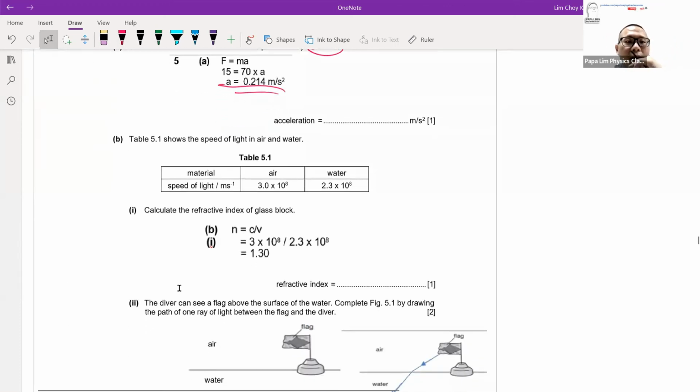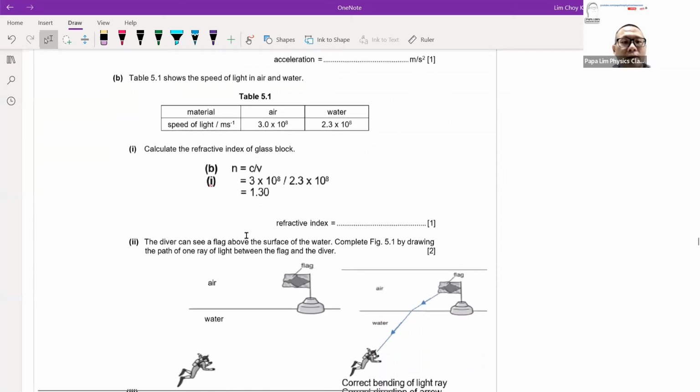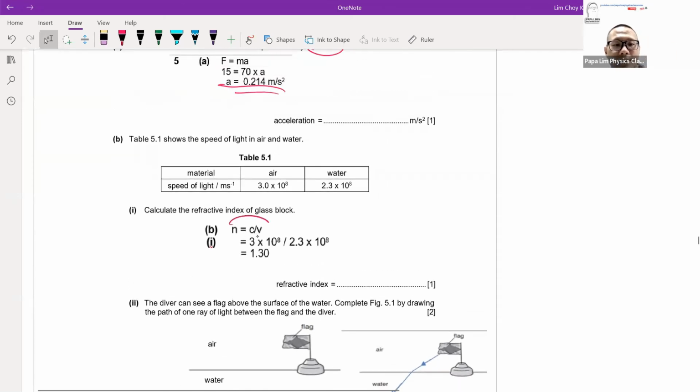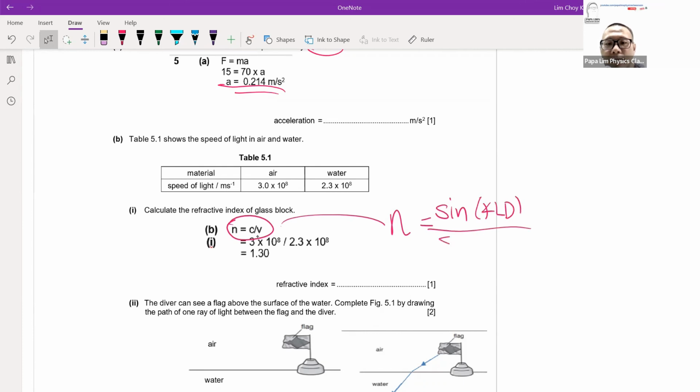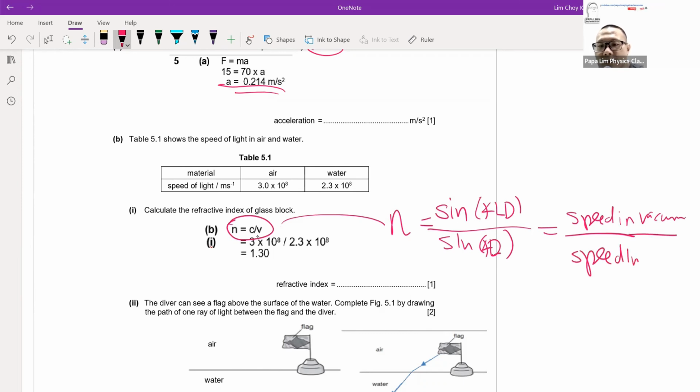Now the refracting index. Remember the formula. There are two formulas to calculate it. One is in terms of the angles, the trigonometry: angle in the less dense medium divided by angle in the dense medium. The other formula for refracting index is actually the speed in vacuum divided by the speed in the medium that you are concerned with. So these two formulas are needed.